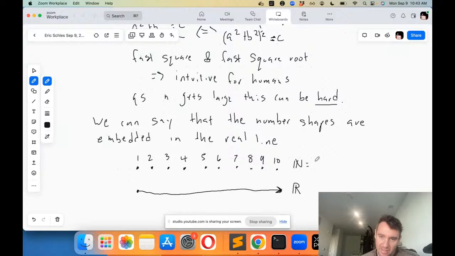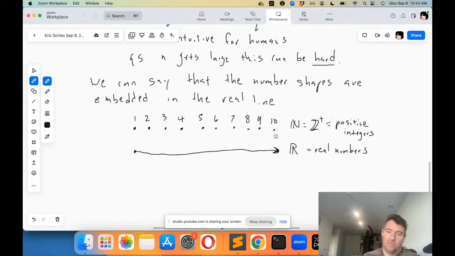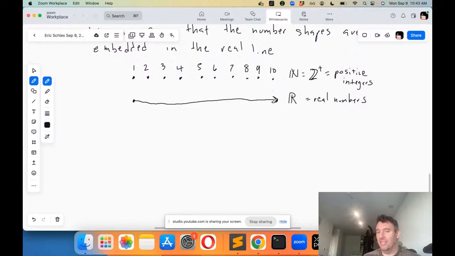This means Z plus, which is equal to the positive integers. And this is the real numbers, right? The reason we like the real numbers is because they're the least complicated infinite uncountable number sets. So we'll take a little care to talk about this.